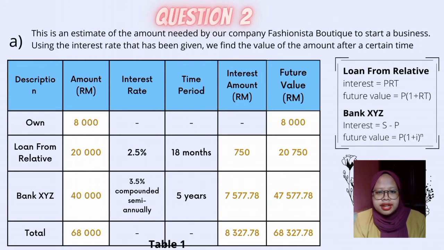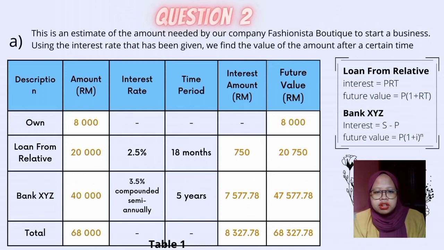This is an estimate of the amount needed by our company, Fashionista Boutique, to start a business. Using the interest rate that has been given, we find the value of the amount after a certain time. First is the description for own capital. The amount of own capital is RM8,000. The interest rate, time period, and interest amount for own capital are none. The face value of own capital is equal to the amount, which is RM8,000.